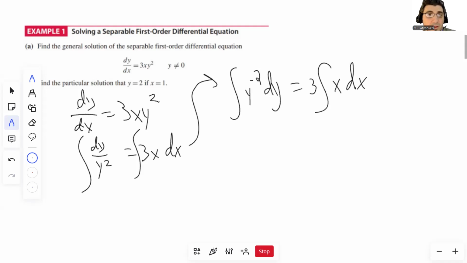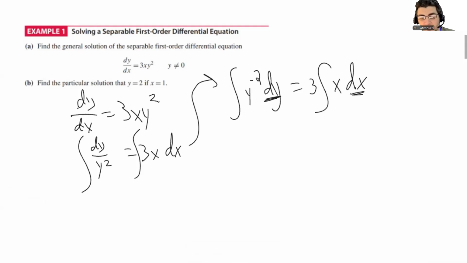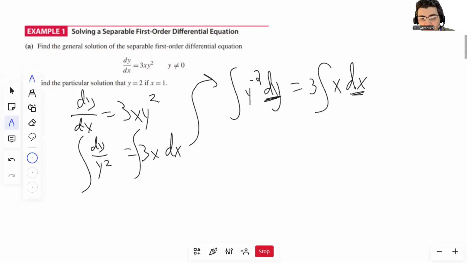Then the antiderivative of y to the negative 2. Notice you're integrating with respect to y here and with respect to x. So on the left side, we're treating the variable as a function of y. So it would be y to the negative 1 times negative 1 equals, this side would end up being x squared over 2 multiplied by the 3.